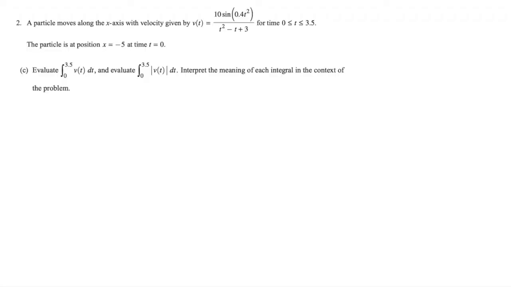In part C, we need to keep using the same function. Remember, we are talking about a particle that is moving along the x-axis with the velocity given by this formula, and we know that the position is -5 at time equals 0. In part C, we need to evaluate these two integrals. That's probably the easiest part of the exercise.